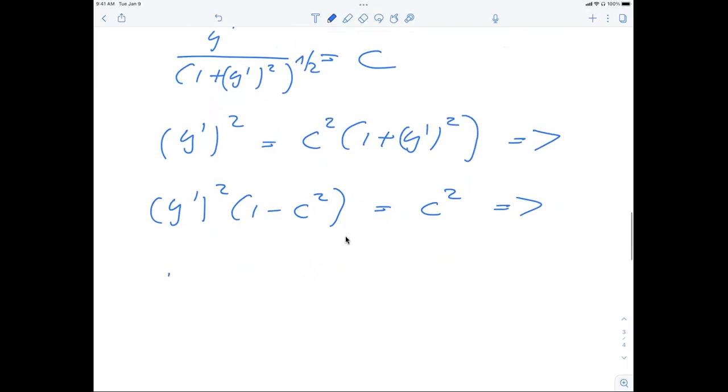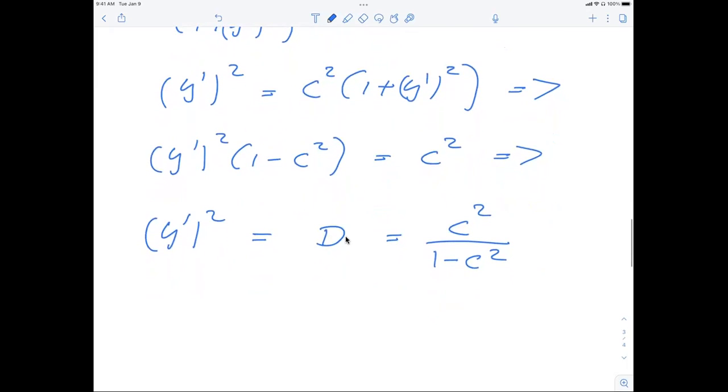That means that y prime squared is now simply equal to a new constant, which is c squared divided by 1 minus c squared. Now, if you look at this one, y prime is plus minus the square root of this quantity d. And from that one, what can I say about y itself? d is a constant, so let's just call this a new constant a, in order to simplify life here.